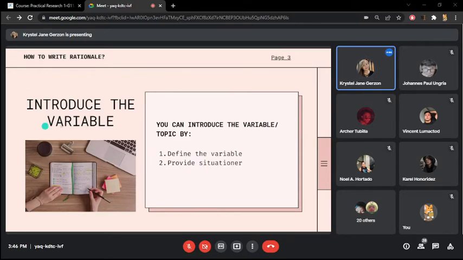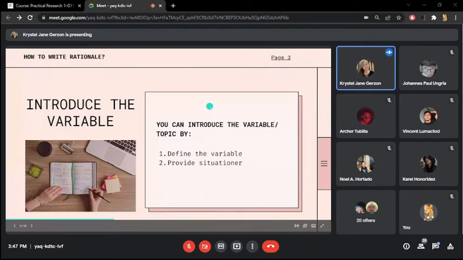Now, like what I said earlier, the first thing that you have to do is to write your introduction, or you write the definition. You introduce the topic by defining the variable or defining the topic. For example, online game addiction is your topic. Then you may start your rationale by defining what is online game addiction. And you can also provide a situationer. It can be that the situationer comes first, or the definition of the variable comes first. Either is fine.